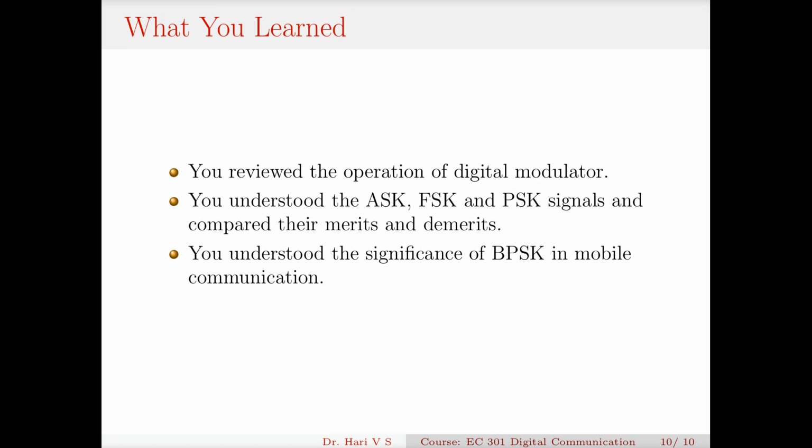Now coming to what you understood in this short video, first you reviewed the operation of a digital modulator. Probably you remember that block diagram. What it says is it converts a binary stream. If I consider a digital modulator as a black box, what is coming in is the bit stream, and what goes out are the modulated sinusoids that are ready to be transmitted through a communication channel or an antenna. Now you understood the ASK, FSK and PSK signals, and made some rudimentary comparisons. And you understood the significance of BPSK in mobile communication.